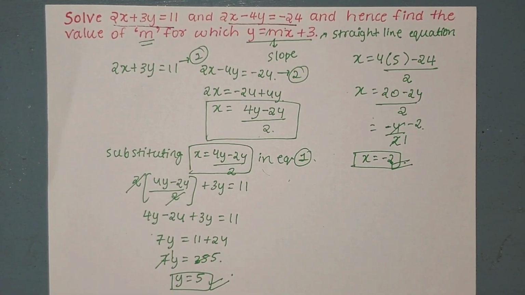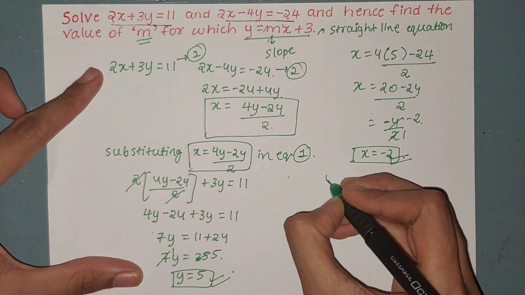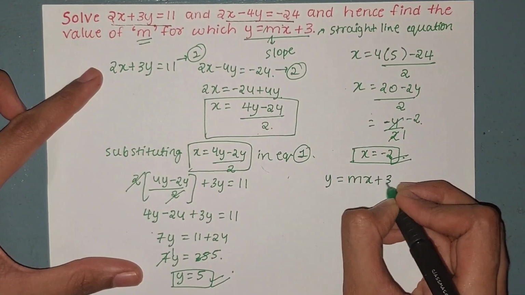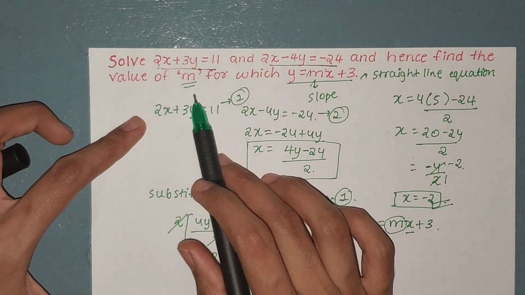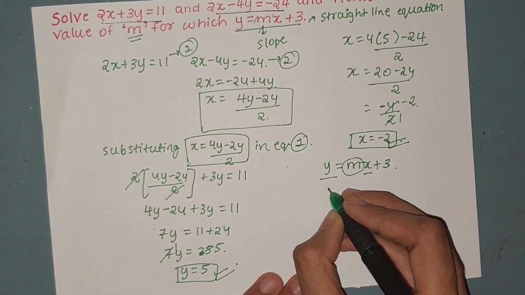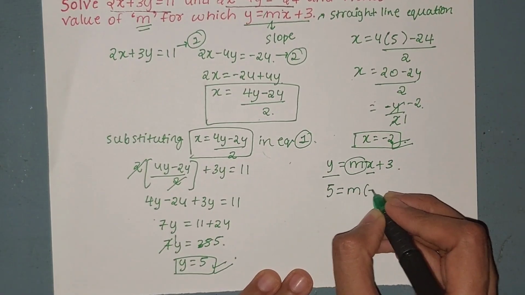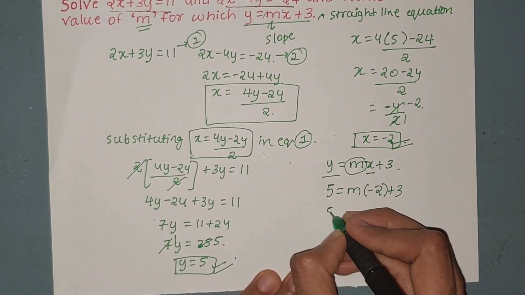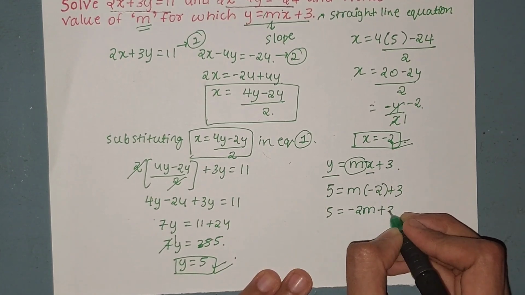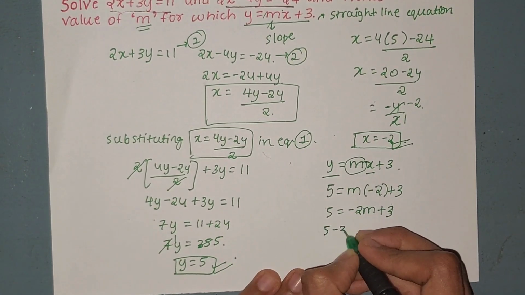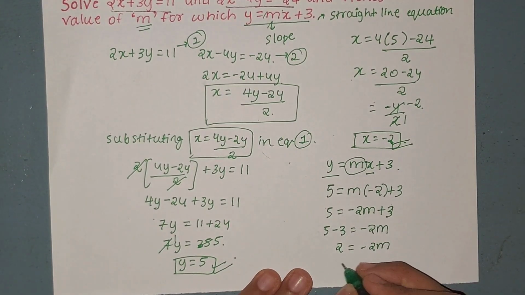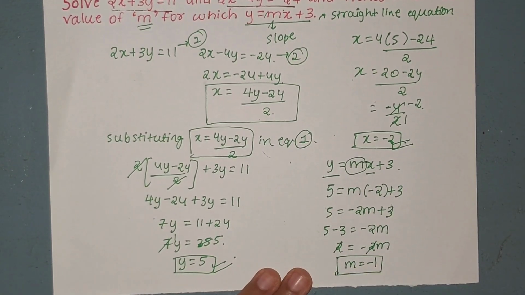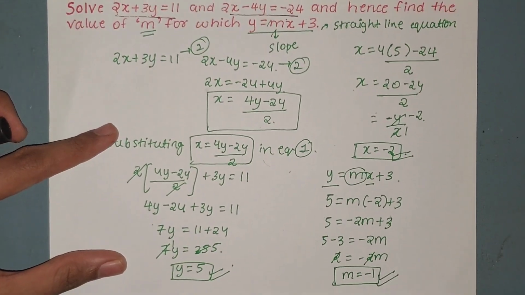So you have found x and y, and now y is equal to mx plus 3. Substitute y and x here to get m. What have they asked ultimately? To find m. So my y is 5, m into minus 2 plus 3. 5 is equal to minus 2m plus 3. 5 minus 3 is equal to minus 2m. 2 is equal to minus 2m. And so m is equal to minus 1. Correct? So my m is minus 1.